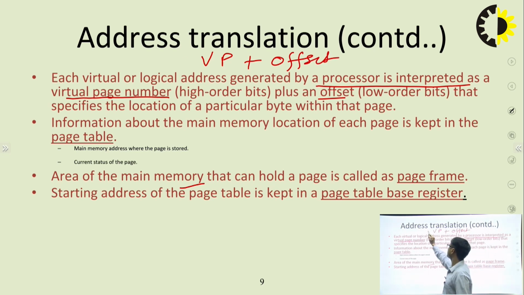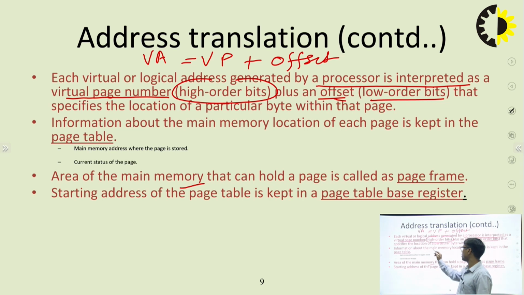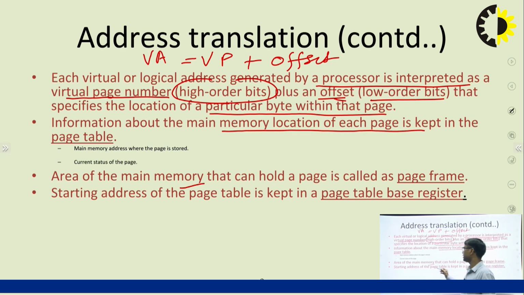Okay, so this is the virtual page number plus the offset. For the virtual page number, we will use the higher order bits, so we can identify how many pages are possible. The offset will give the particular address location within the page, the specified location of a particular byte within the page. So information about the main memory location of each page is kept in the page table.